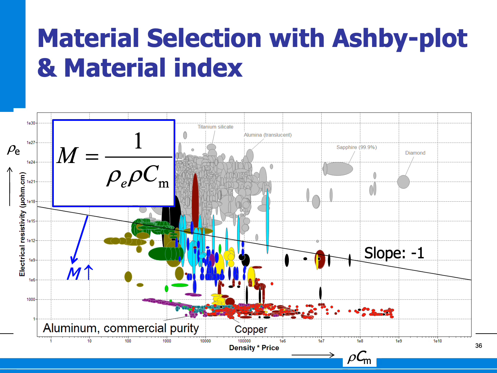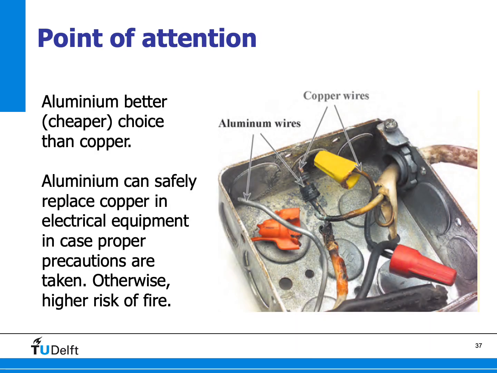Maybe you thought copper would be the best choice, which of course has a very low resistance, but it's relatively expensive compared to aluminum. So that's why aluminum is the best choice. Yeah, and a point of attention now. So we found that aluminum is actually a better, cheaper choice than copper for this problem.